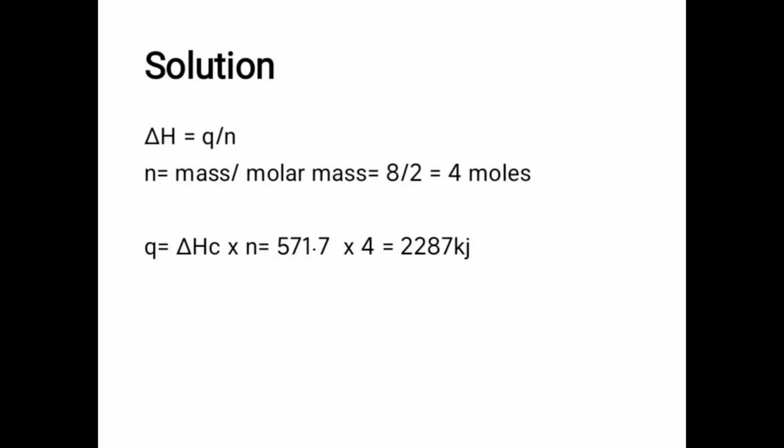Now, if you have solved, like I said, delta H is equal to Q over N. And then N is equal to mass over molar mass, which is 8 gram over 2, because we are talking about hydrogen gas here. So hydrogen gas, the molar mass will be 2. Hydrogen atom is 1. And because we are dealing with H2, molar mass is 2. That's 8 over 2. You have 4 moles. Then our Q is equal to delta HC times N. That's 571.7 multiplied by 4, which is 2287 kilojoules.